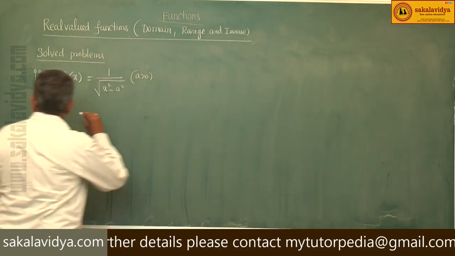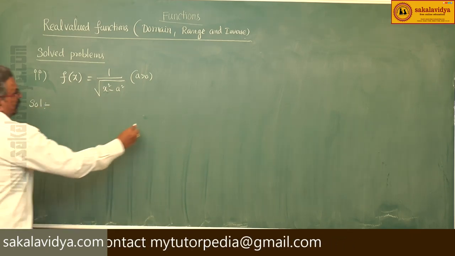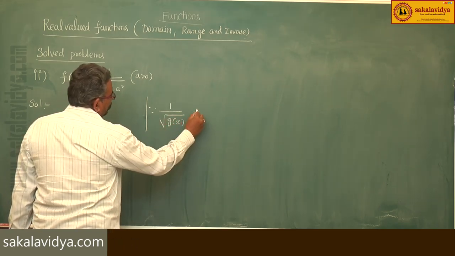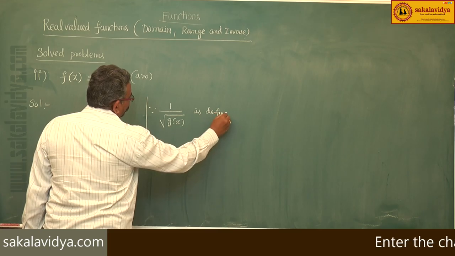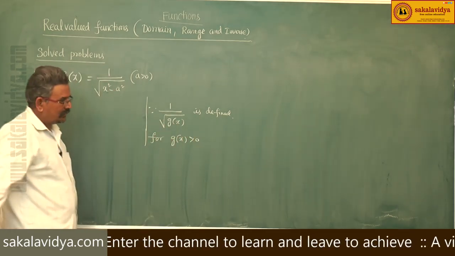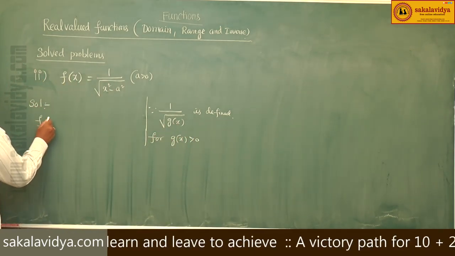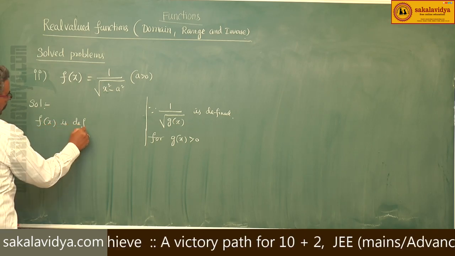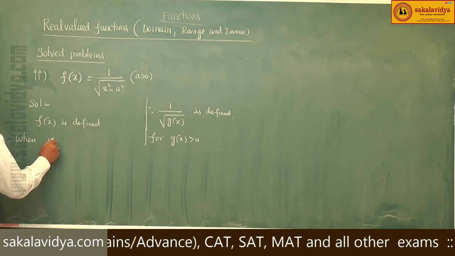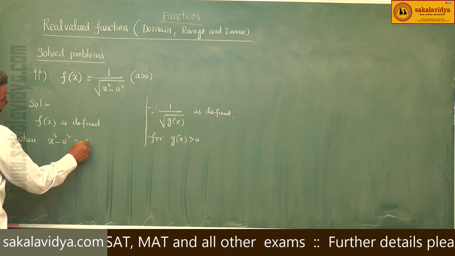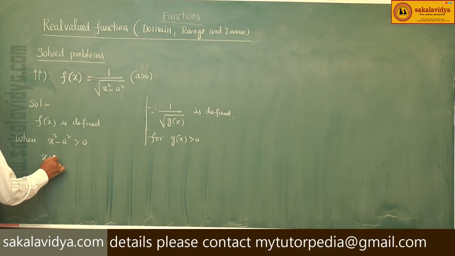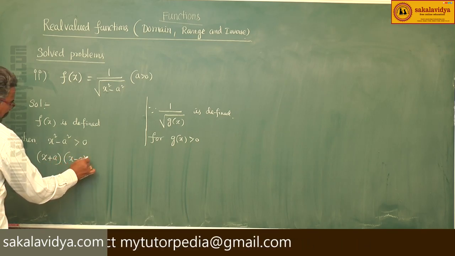So that's why the root of x square minus a square must be positive. So the solution: 1 by root of g of x is defined for g of x greater than 0. That is why f of x is defined when x square minus a square is greater than 0. This is in the form of a square minus b square. We can write x plus a into x minus a greater than 0.